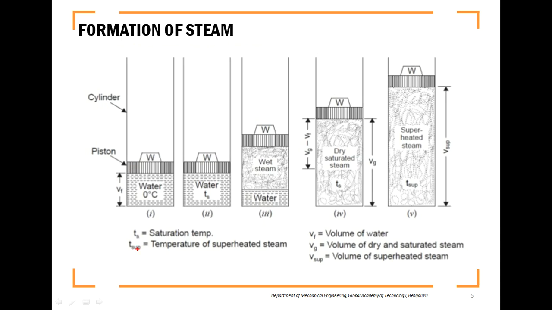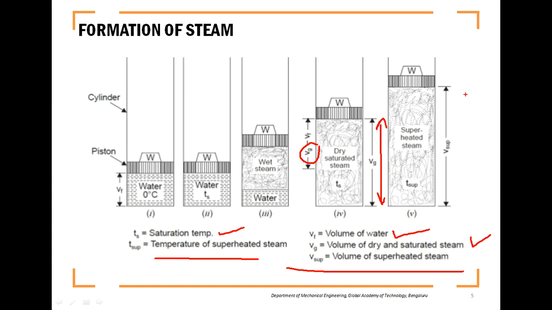There are certain other terms that we are using: Ts, which is the saturation temperature, and TSUP, which is the temperature of superheated steam. Then Vf is the volume of the water. Then Vg, which you will find here, is the entire volume of steam generated, the volume of dry saturated steam. VSUP, you will get at the last stage, and VSUP is the volume of superheated steam. So this is the initial explanation for the experiment.